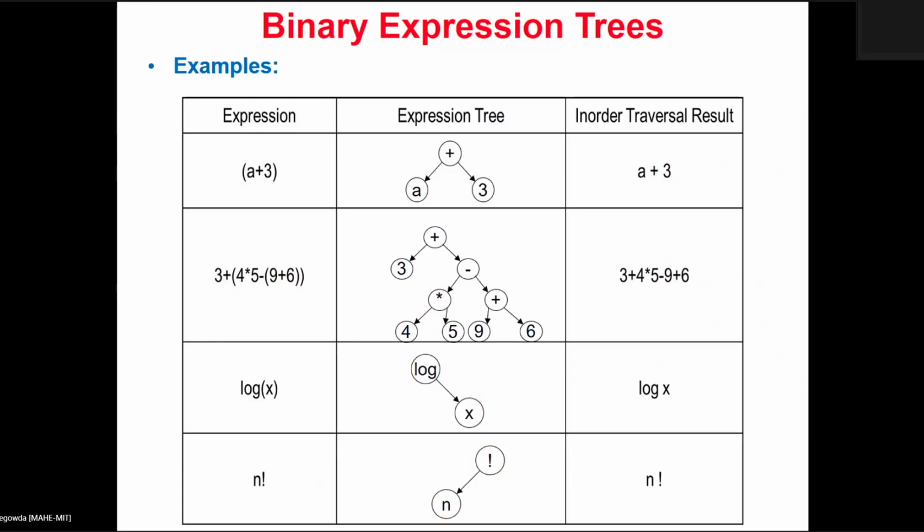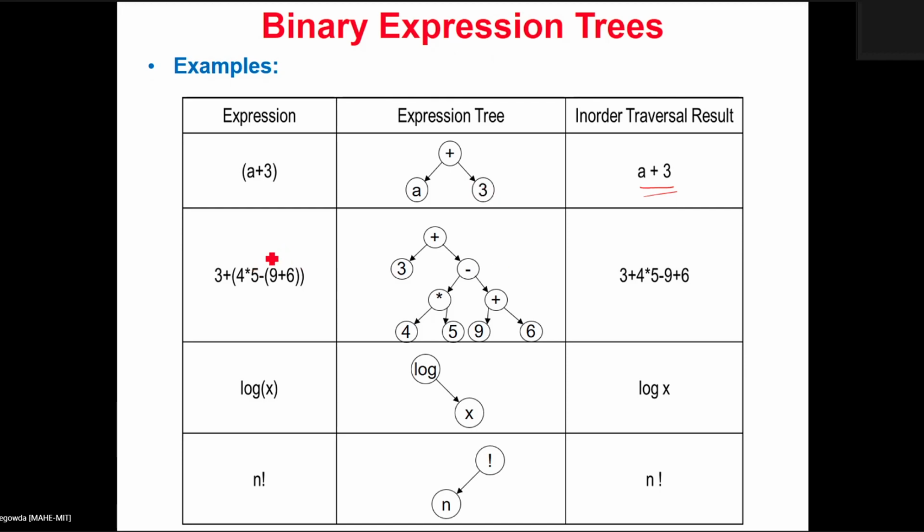So some examples for the expression tree are like this. Suppose you are given a plus 3; the equivalent expression tree will be like this. In the coming slides, we will discuss how we can write the expression tree through observations. If you do the in-order traversal, the result will be a plus 3. In-order traversal always gives you the infix notation.